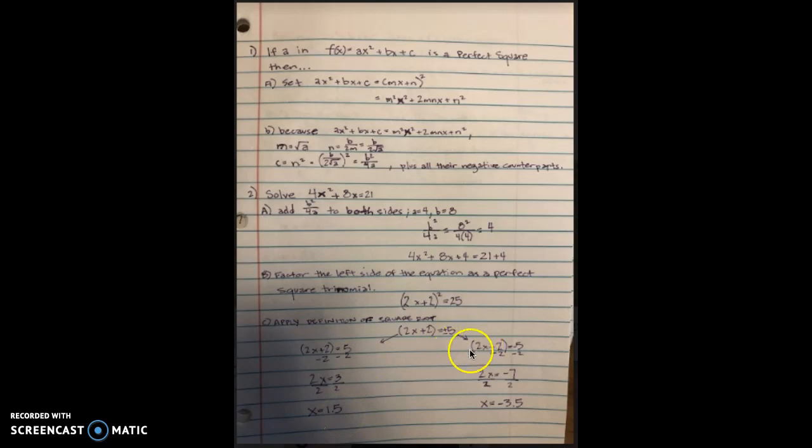Okay. For the negative, you have 2x plus 2 equals negative 5. Subtract 2 from both sides, you get 2 times x equals negative 7. Divide by 2, and you get x is equal to negative 3.5.